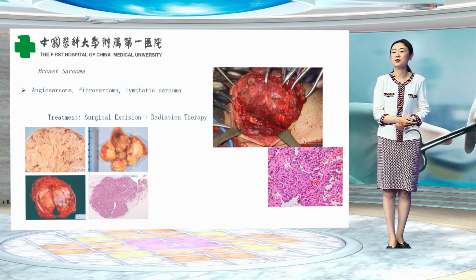In general, sarcoma has a less favorable prognosis compared to breast cancer because of the lack of effective systemic therapy.